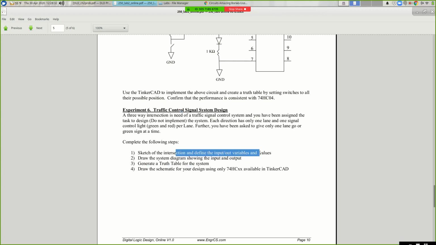So the intersection, inputs and outputs labeled, and a system diagram using the same labels and describing what ones and zeros mean. A truth table using the same labels and showing, for all combinations of inputs, what each of the outputs should be. And then a schematic that includes switches and LEDs. Okay. If you implement it in TinkerCAD, that's fine. That's a good way to sort of test your schematic, but that's not required for this lab.